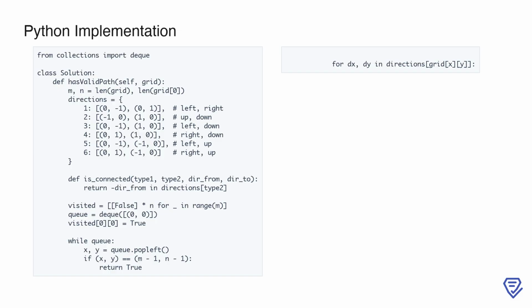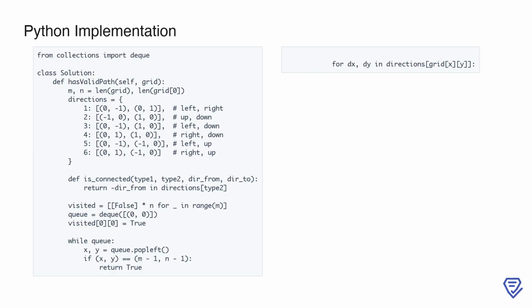Here, we start by importing the deque class from the collections module, which will help us implement a breadth-first search. Next, we define the Solution class and the hasValidPath method. Inside this method, we first determine the dimensions of the grid using len(grid) for the number of rows and len(grid[0]) for the number of columns.